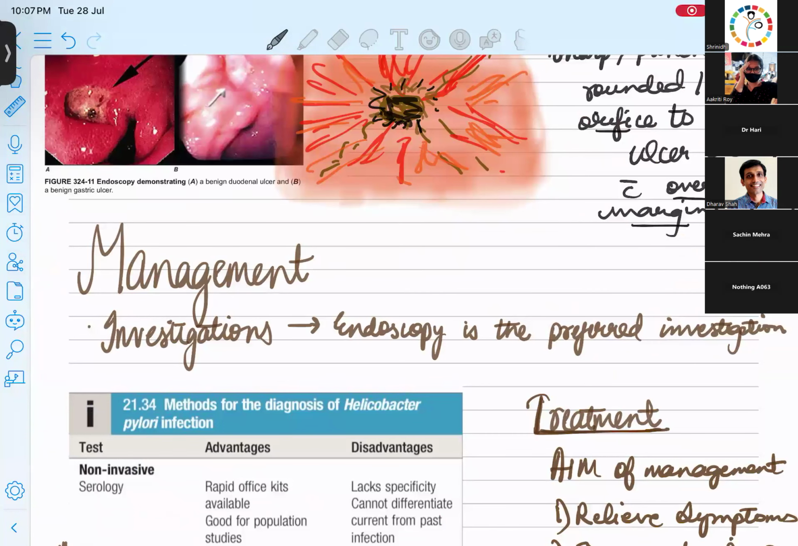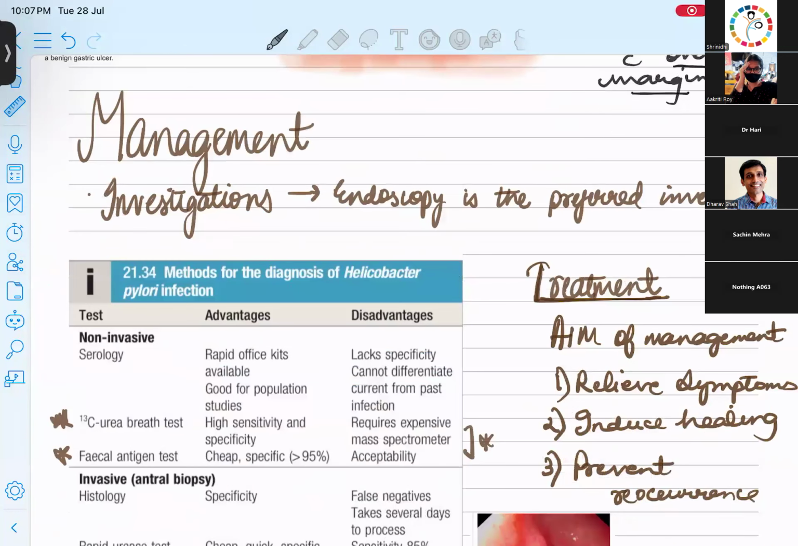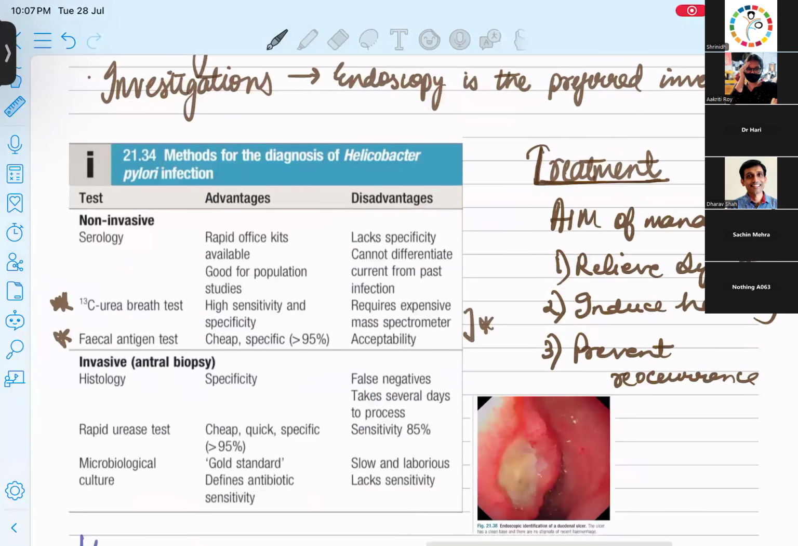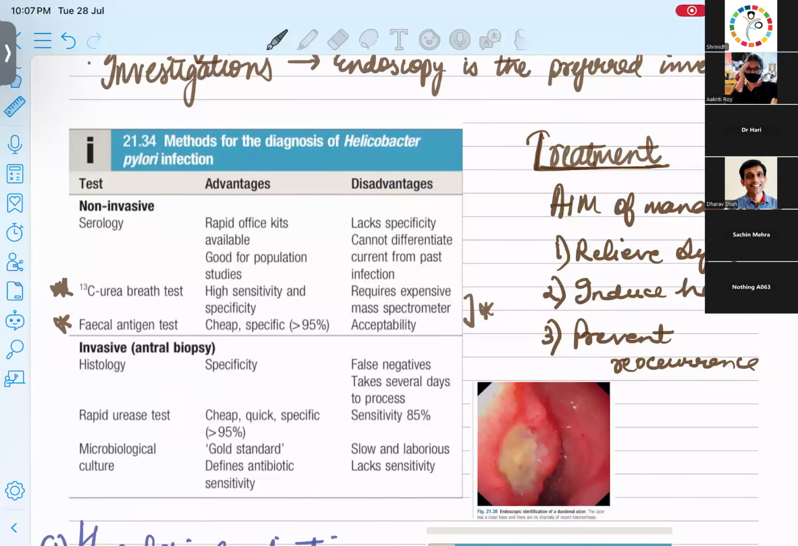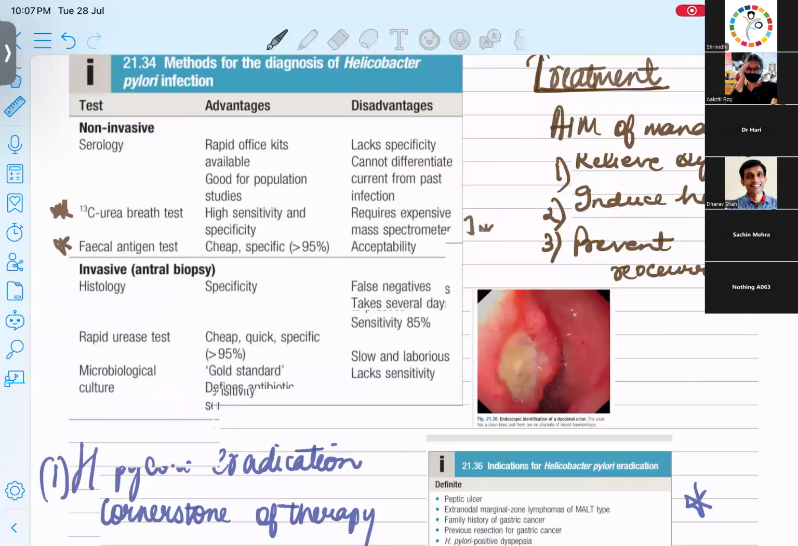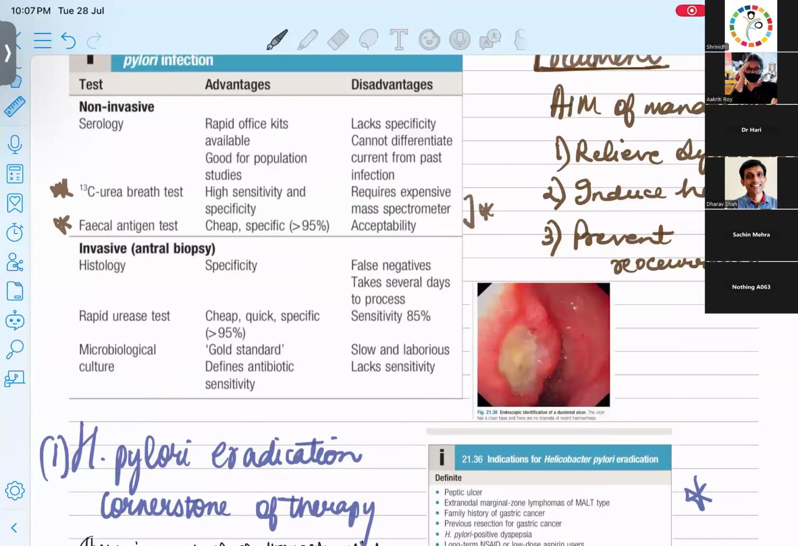Can I start with methods for diagnosis of H. pylori infection? Yes, we'll discuss the management, and the endoscopic part we'll keep for the next session, because we are dealing with the endoscopic management as a separate part later on.